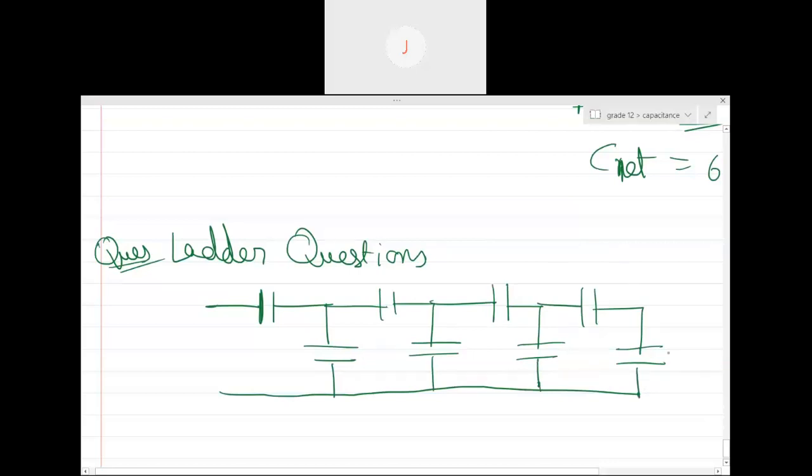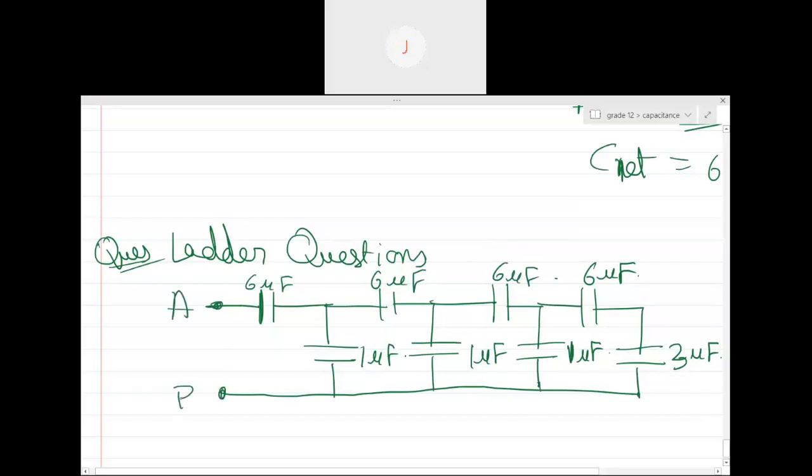So suppose this is 2 microfarad and this is, let's name this, 3 microfarad and this is 6 microfarad. This is 1 microfarad. This is 1 microfarad. This is 1 microfarad. Now again the question is, find the net resistance across A and B.